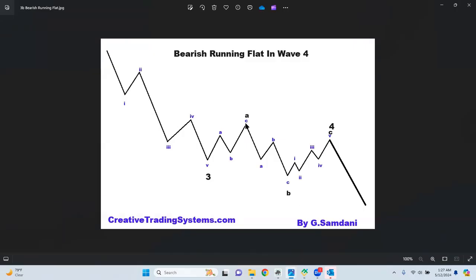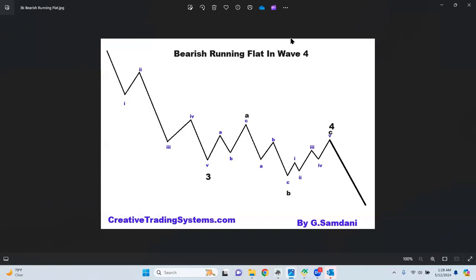Most of the time, if you pull the fib from A to B, you will find yourself around 61% or 78% between A and B, right? But this is how the running flat is. I think that I explained it pretty well. And even if not, if you still have any problem understanding or whatever, just email me and I'll explain it to you again, right? I'll make a private video and then send it to you. But I think that it is very, very clear, right? So let's see what happens.